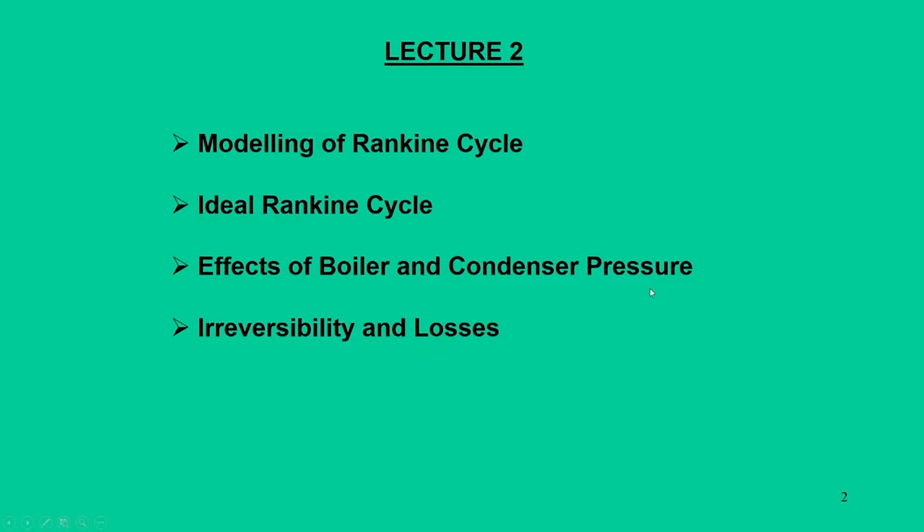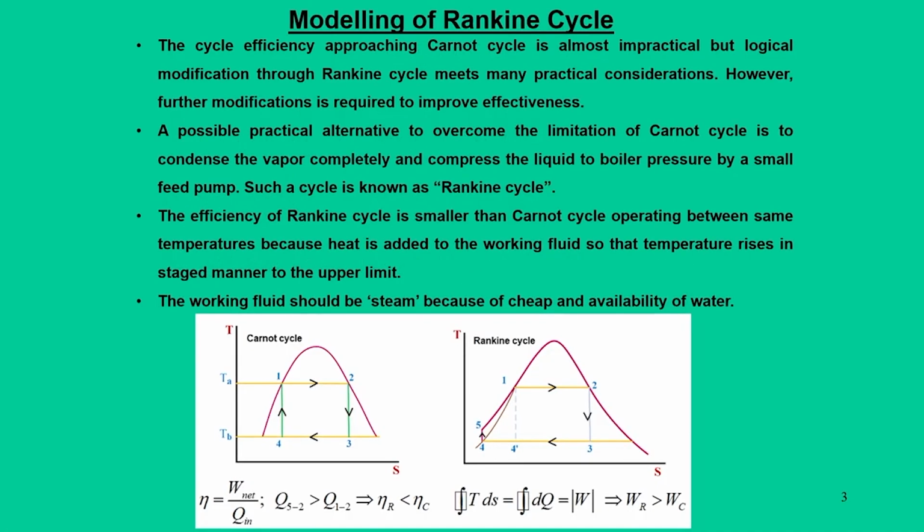Subsequently, we are going to discuss the effect of irreversibility, losses, and process inefficiency, and how they are going to affect the cycle. For that, we also need to see the effect of condenser and boiler pressures, and how changes in these pressures are going to have a net effect on the Rankine cycle. So, this is the summary of today's lecture. Now, let me start the first topic, that is modeling of Rankine cycles.